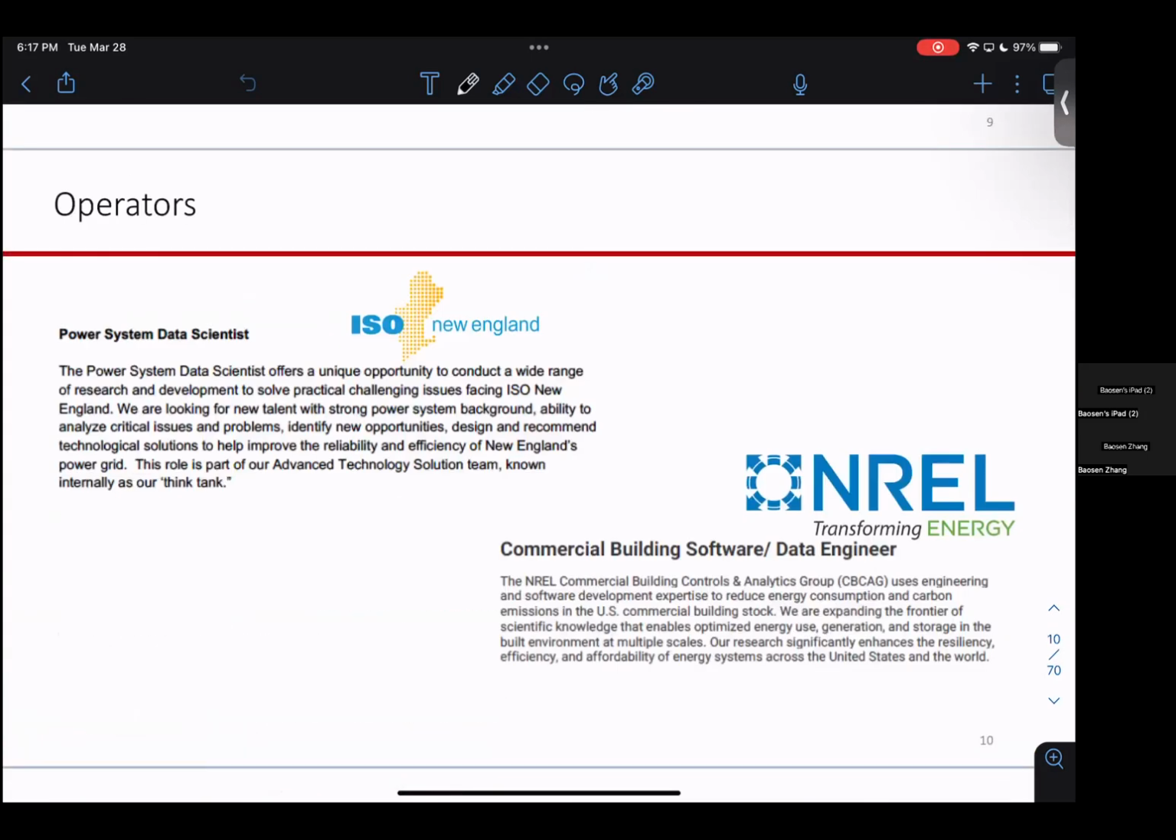Not only utilities, system operators are trying to hire data scientists too. This is a letter I got in my email about 2 days ago saying they really want data scientists. For those of you who don't know, ISO New England is the system operator for New England. They are the people who run the power system for the 6 states in New England: Massachusetts, Connecticut, Maine, Rhode Island, and the others. They really want to hire people. Similarly, if you look at NREL, the National Renewable Energy Lab.